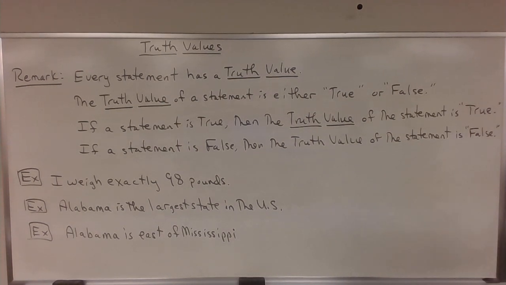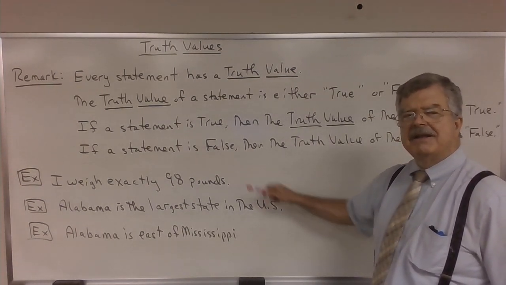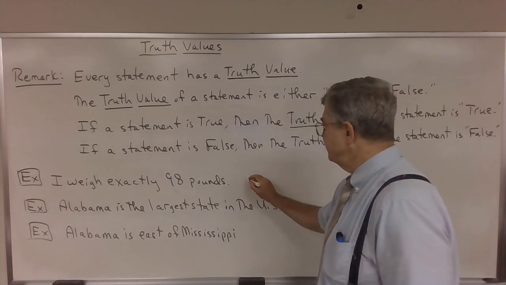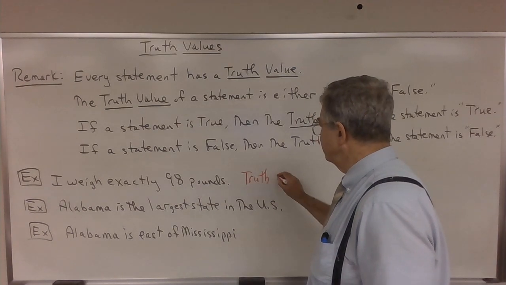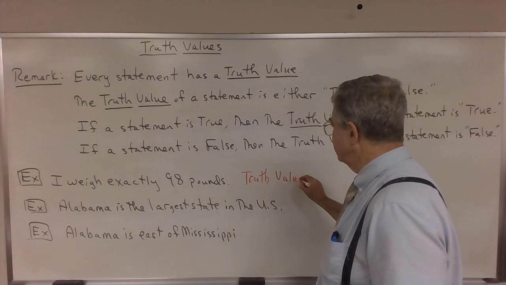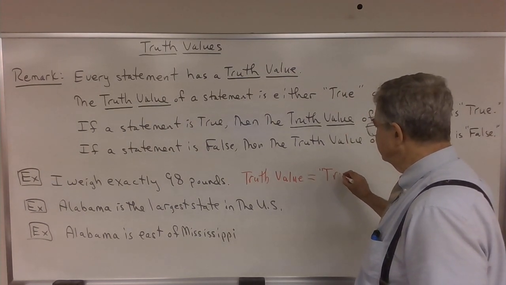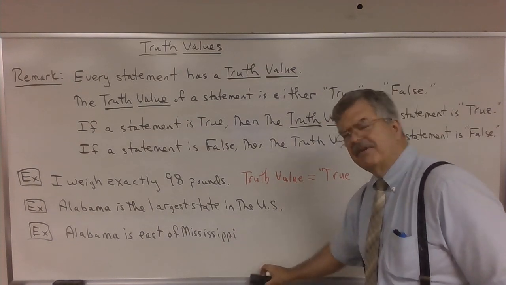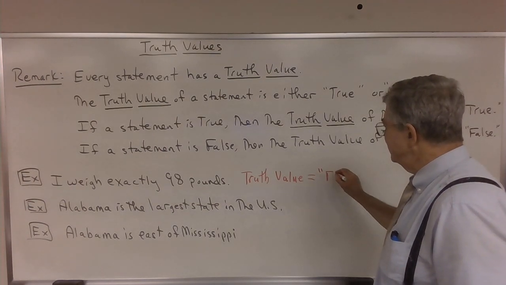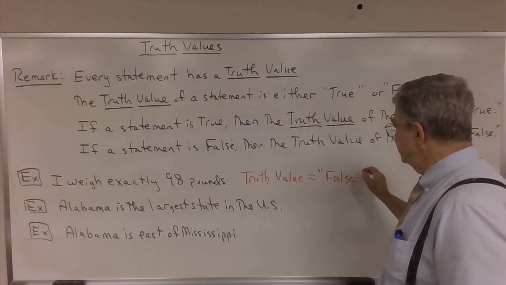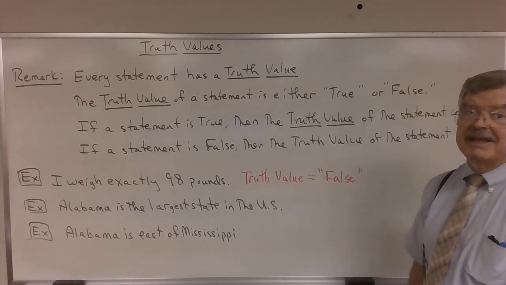So let's look at some examples. I weigh exactly 98 pounds. No, that's not right. Let's see. I weigh exactly 98 pounds. No, I don't think so. So the truth value of this statement is false.